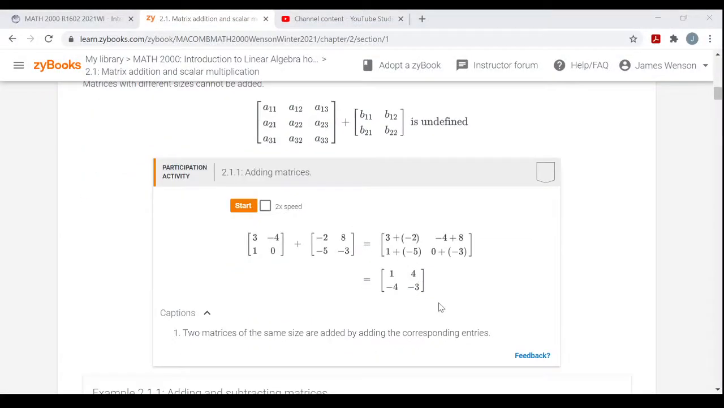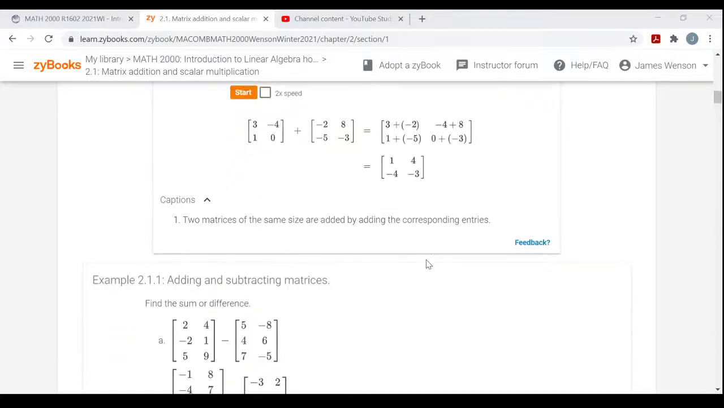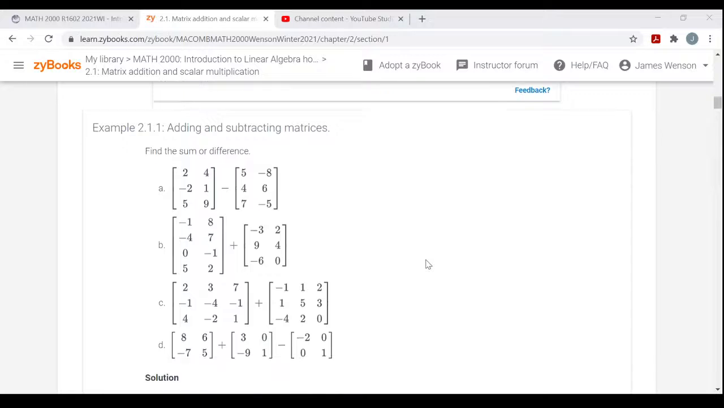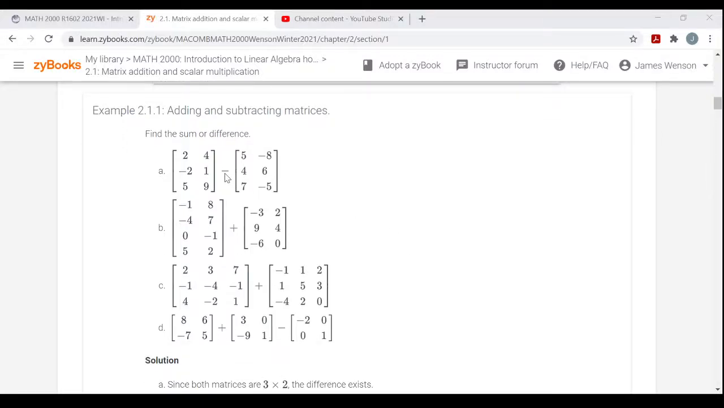So they go through that example there, the matrix that I just showed you. You can play the animation and complete the activity. Cool. So you can read through these examples. Like I said, with subtraction, I would just do 2 minus 5, 4 minus negative 8, or 4 plus 8, negative 2 minus 4, 1 minus 6, 5 minus 7, 9 minus negative 5, or 9 plus 5, and get a resulting 3 by 2 matrix. This is a 3 by 2 minus a 3 by 2. The result would be a 3 by 2.